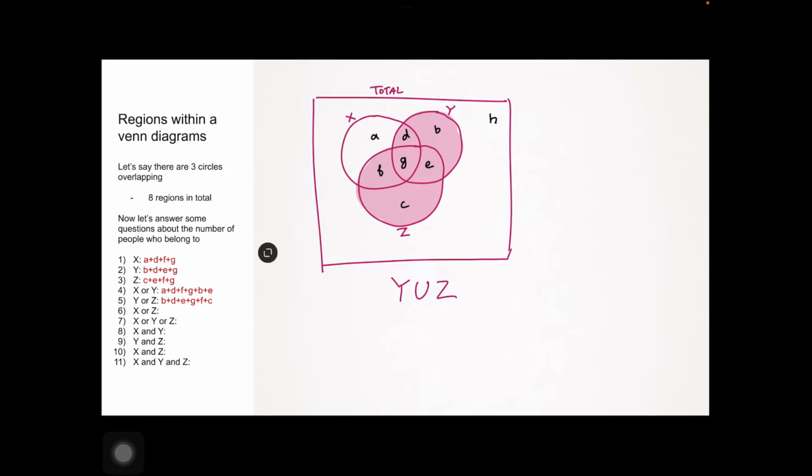Now what about X union Z region? As guessed, either people belonging to X circle, or people belonging to Z circle, or people belonging to the overlap of XZ, that condition has to be satisfied. So here the answer would be A plus C plus D plus E plus F plus G.